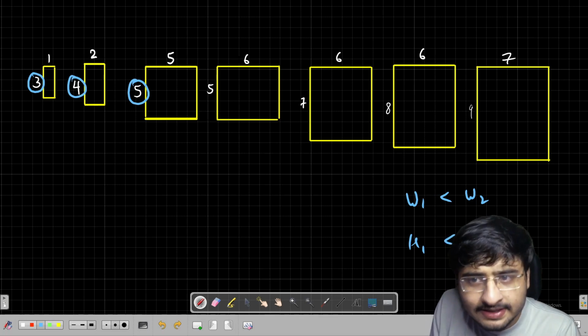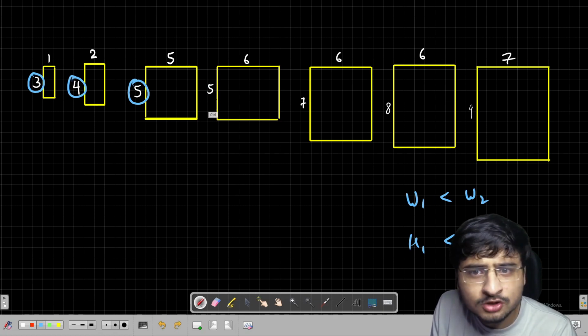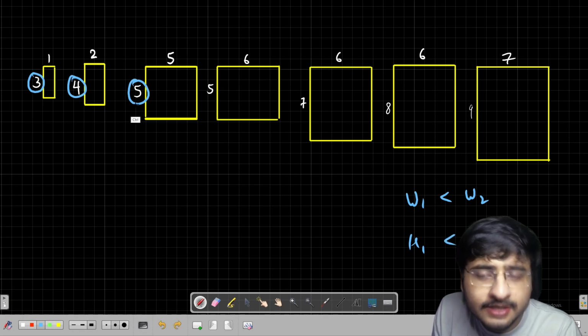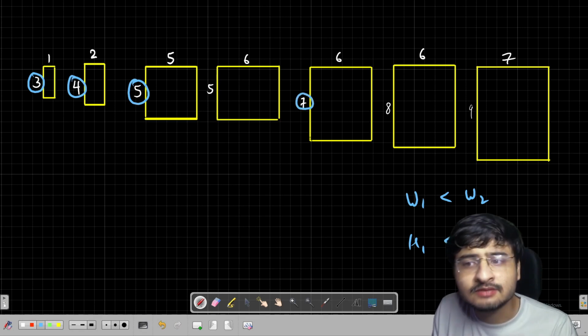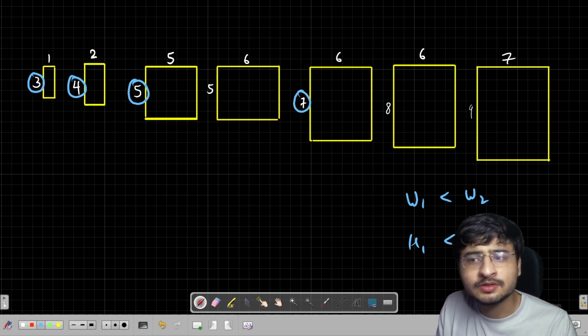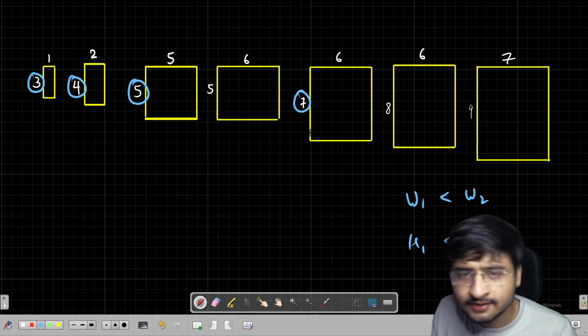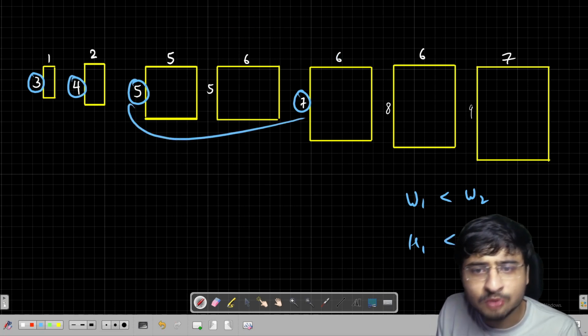So this 6, I of course cannot select this 5 because I want the height of the next envelope to be strictly greater than the previous envelope's height. Okay. Let's select this 6 envelope. This envelope having 7. Okay, I'll select this 7 envelope. Of course, 5,5 can go inside 6,7, right? Definitely, both of the dimensions are strictly smaller.